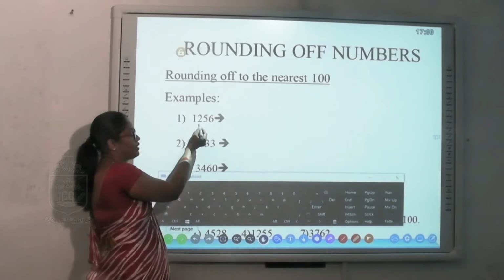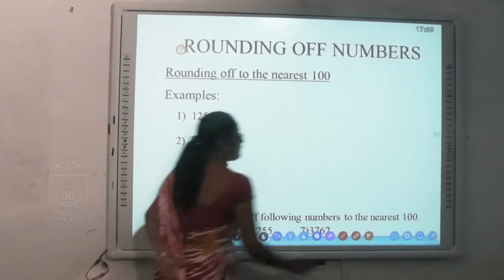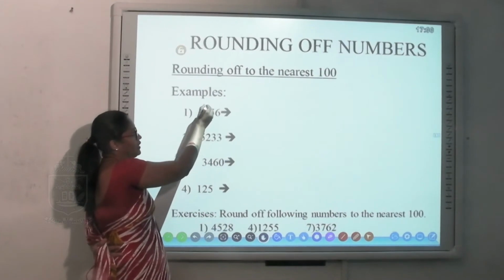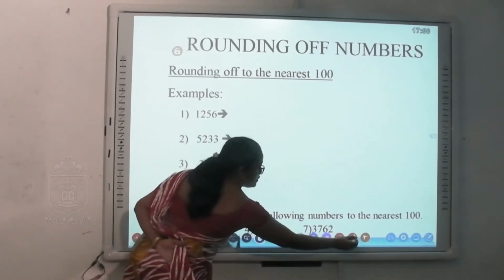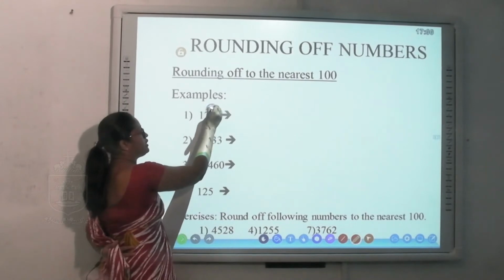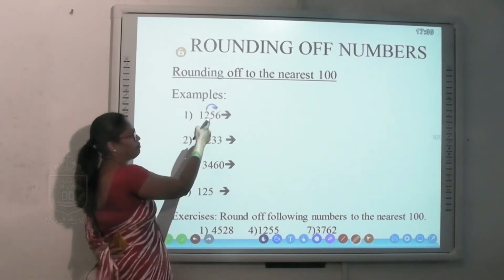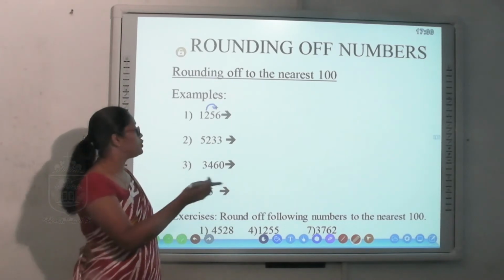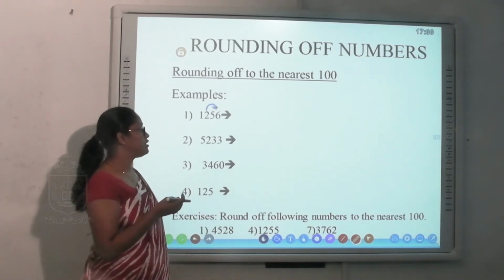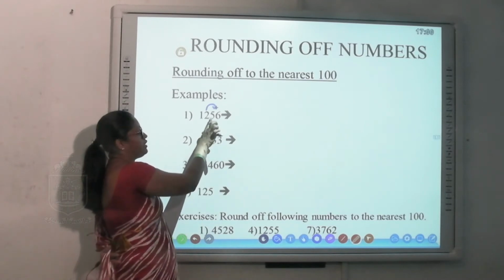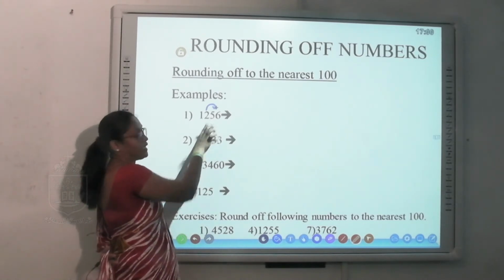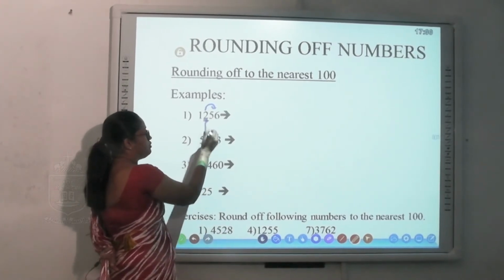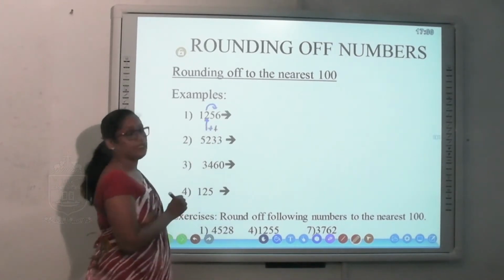So once you found the 100th place, you should look at the 10th place here. Now, if the number in the 10th place is 5 or greater than 5, you should add 1 to the 100th place. You can see in the 10th place 5 is there, that means exactly 5. That means you must add 1 to this 100th place.